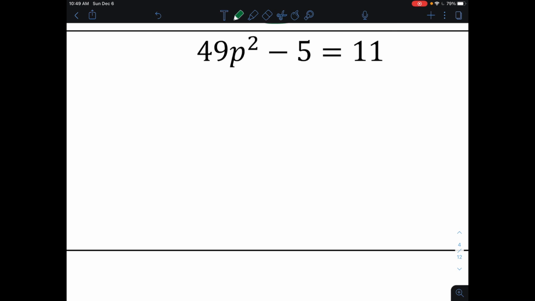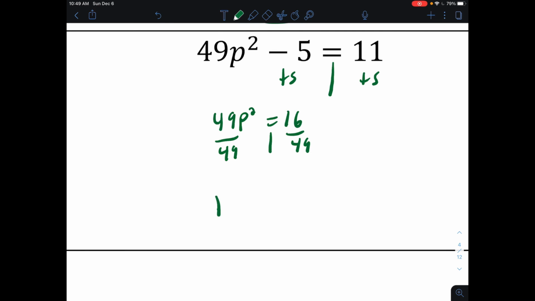All right, one more example here. I want to solve for values of p. We need to isolate p, so we're going to move any adding or subtracting first. So I'll add the 5 over. We end up with 49p squared is equal to 16. We'll divide both sides by 49 here, and at this stage we wind up with p squared is equal to 16 divided by 49.